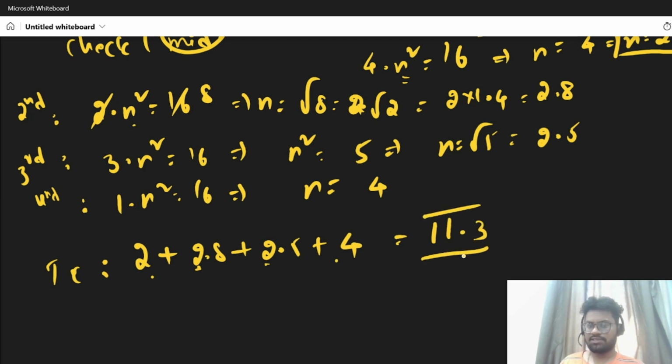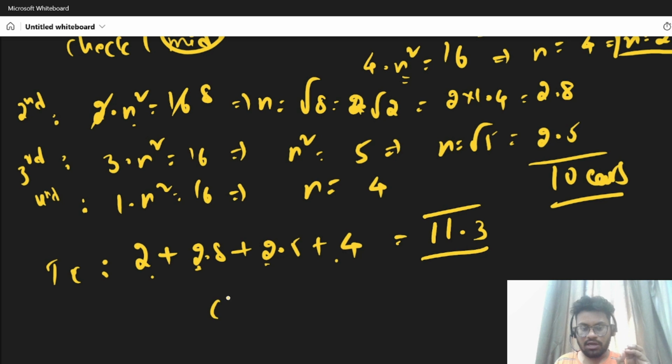So what is it saying? If you carefully observe, if we work the second mechanic and third mechanic for a total of 16 minutes, we are able to repair 11.3 cars, but we only require 10 cars to be repaired, right? So in this case the count is greater than or equal to k, which means we are able to repair.